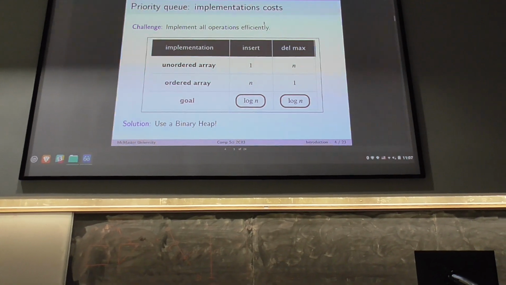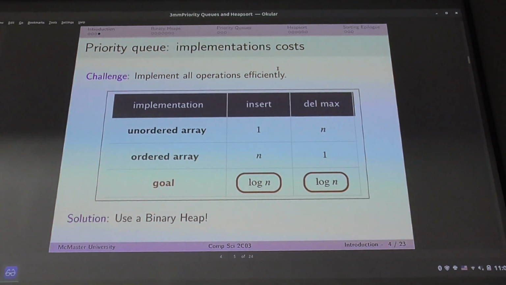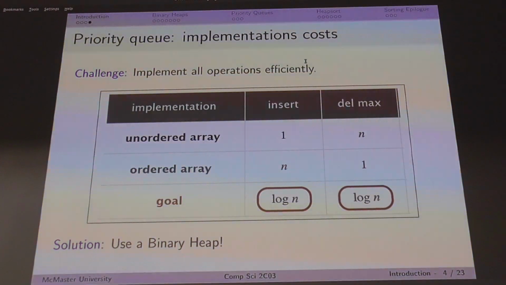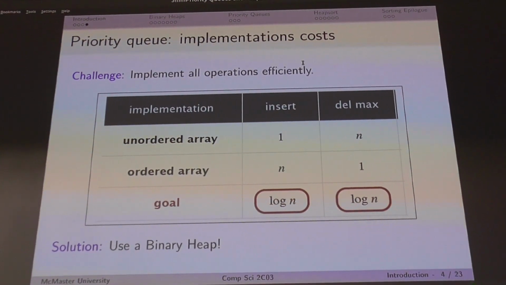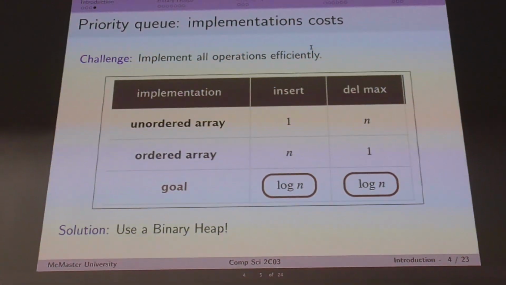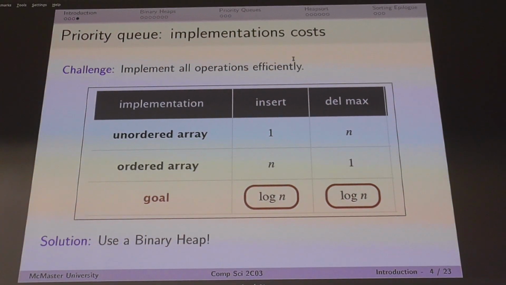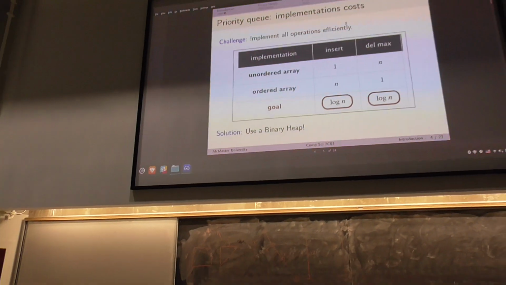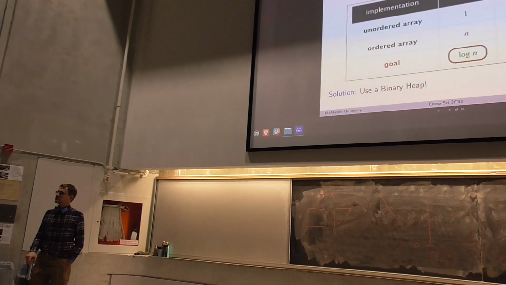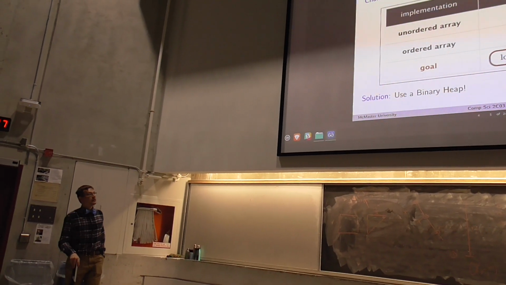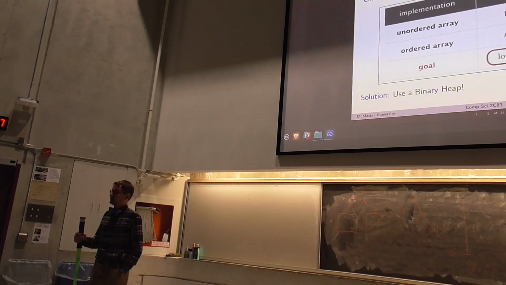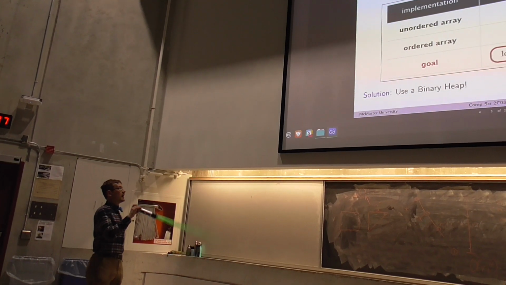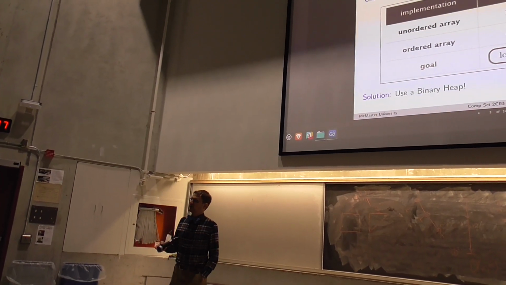So, challenge. Implement all operations efficiently. This is generally the challenge of life. So, if we had two different data structures, right? We now know how to sort arrays, so we can talk about what runtime would be over sorted arrays. On an unordered array, we can insert things in constant time. We can delete, but to delete the maximum, we have to find the maximum, and that requires examination of every element.